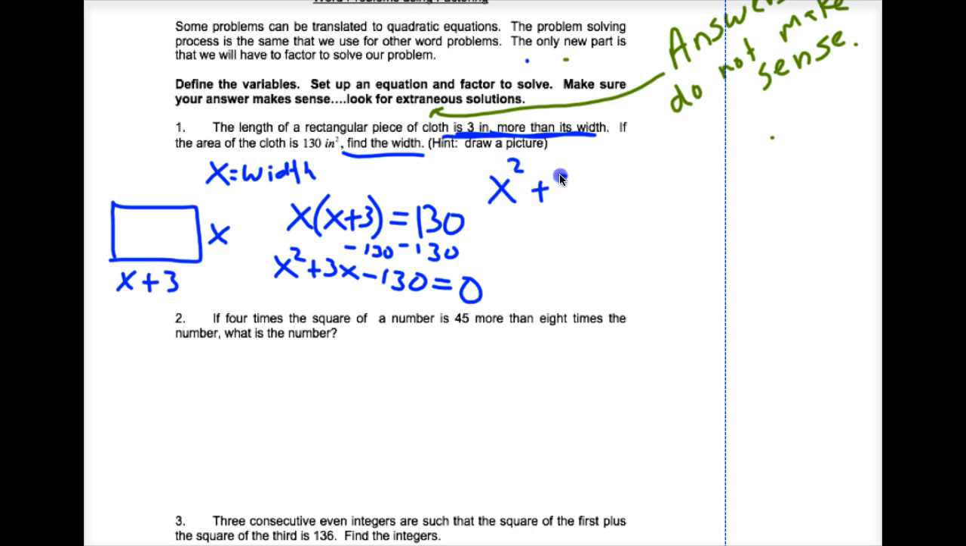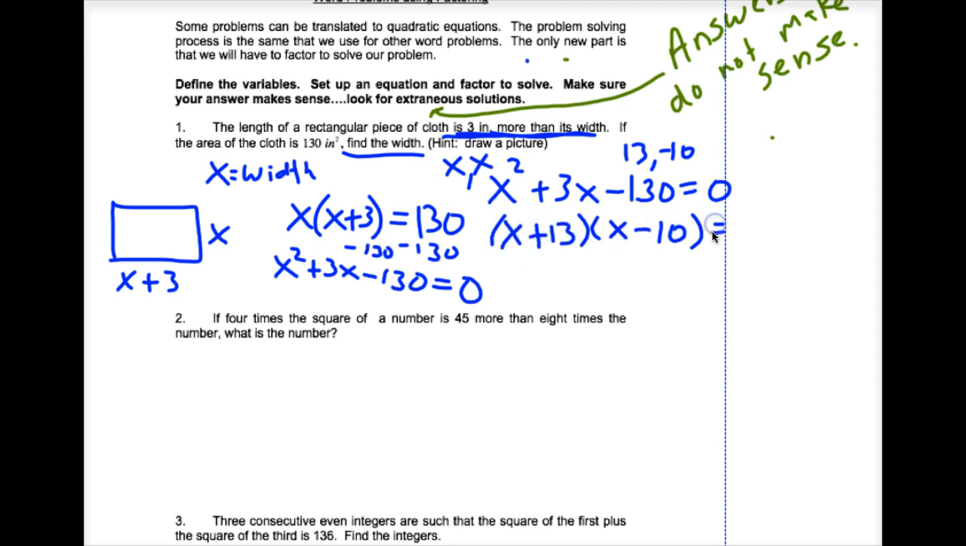Let me write it up here because it's so big. I'll do the hard part. I know x squared probably factors into x times x. That's not hard. Can anybody come up with factors of negative 130 that make 3? 13 and 10. Which one's negative? Which one's positive? Exactly. The 13 has to be positive. The 10 has to be negative because that makes a positive 3x. That's what we want in the middle. So it's going to be (x plus 13) times (x minus 10) equals 0.